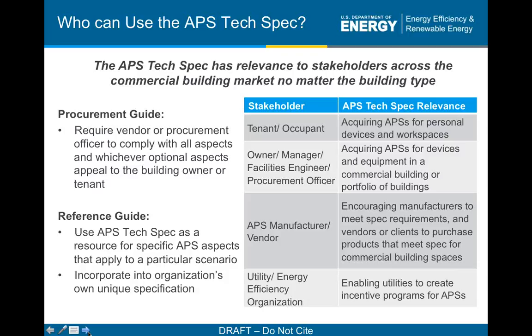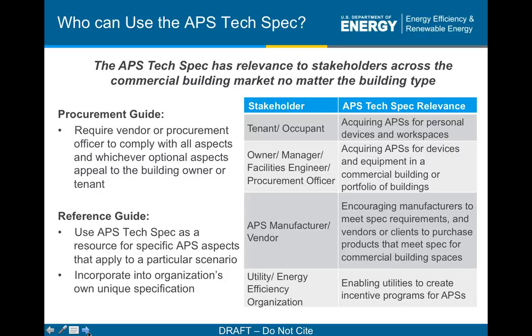Stakeholders that can benefit from the Tech Spec include the tenants or occupants if they'd like to acquire APSs for their own personal use at their workspace or elsewhere in the building space. It could also be used by more of the management type of stakeholder for commercial buildings or a portfolio of buildings to acquire APSs from owners, managers, facility engineers, or procurement officers to take that leadership role and make it happen across a building or portfolio.